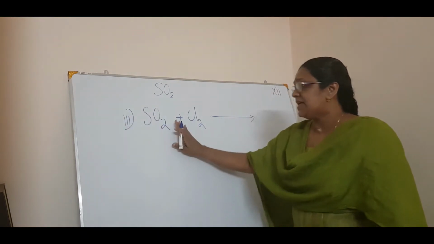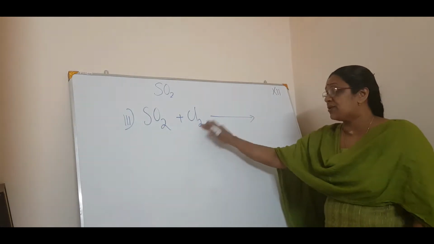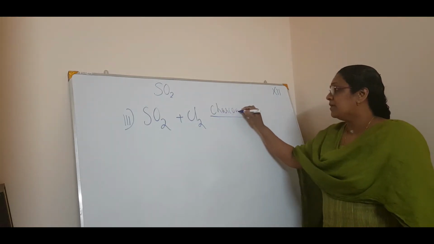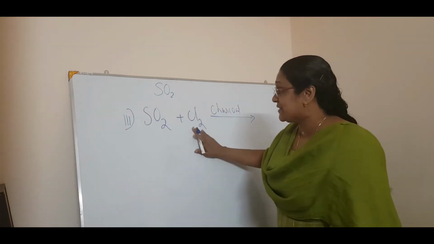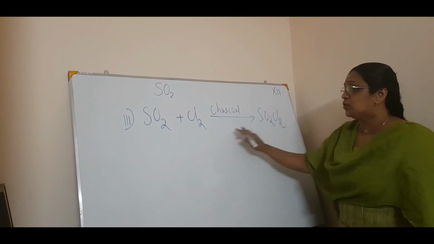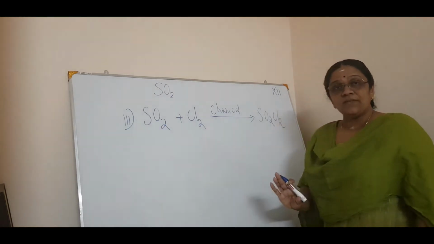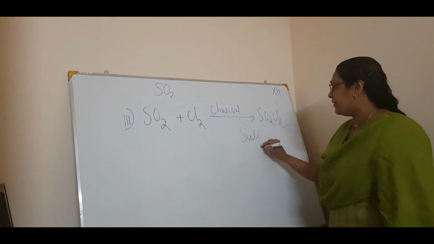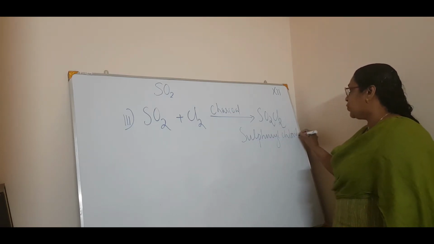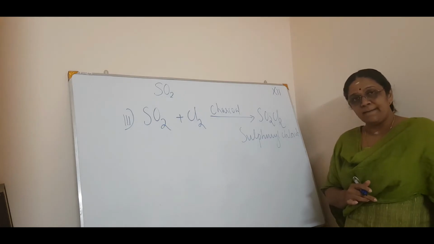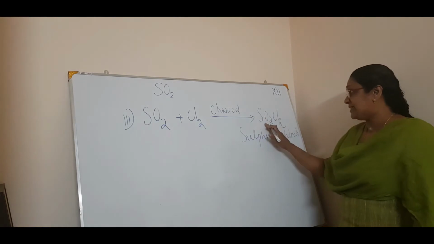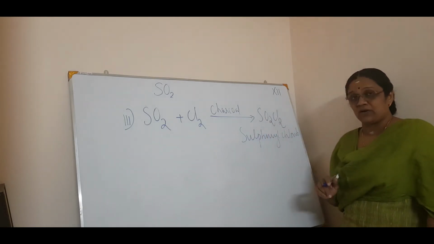The third reaction is sulfur dioxide reacting with chlorine in the presence of a catalyst, that is charcoal. So, sulfur dioxide reacts with chlorine in the presence of charcoal to form SO2Cl2. That is sulfuryl chloride. Got it? That means sulfur dioxide plus chlorine will give you SO2Cl2, that is sulfuryl chloride.